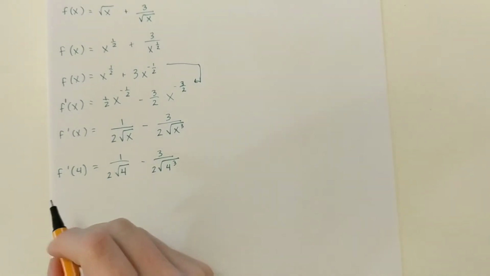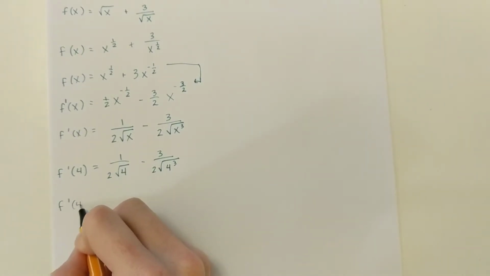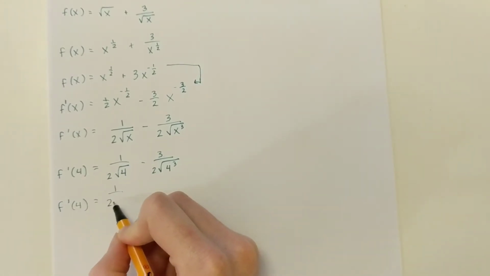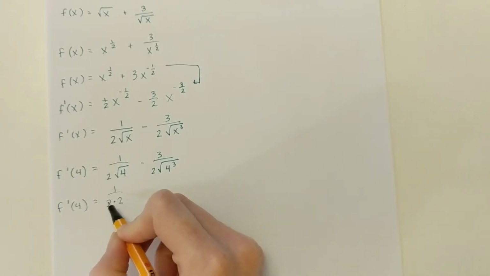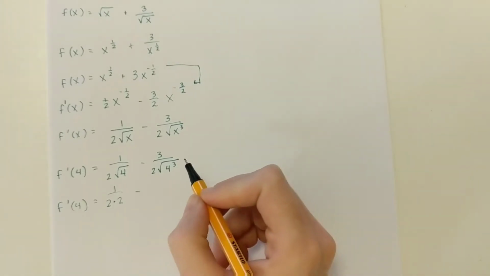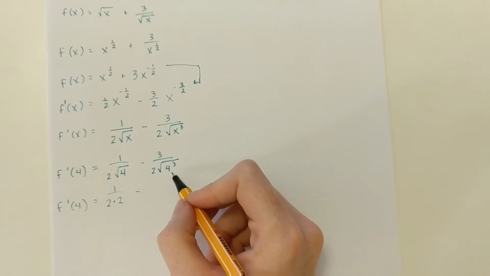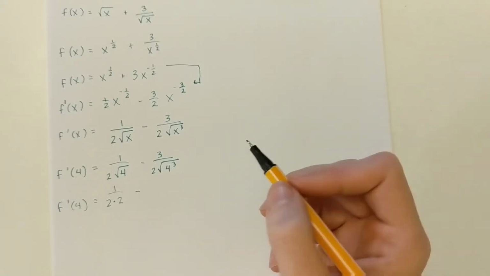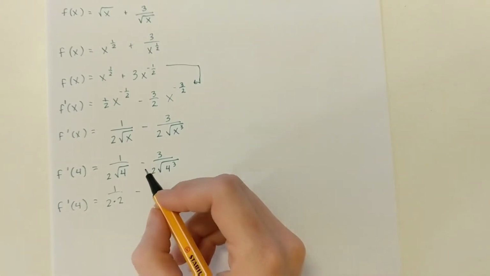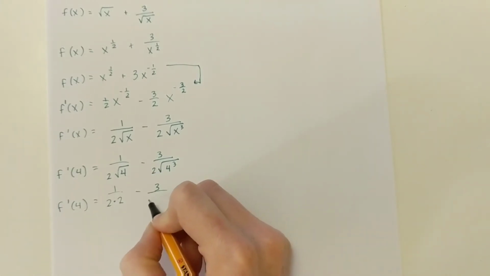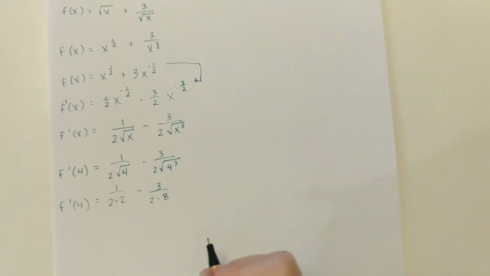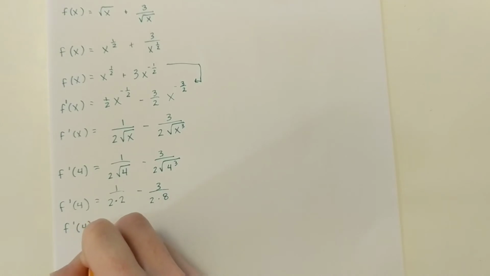All right, so this first part, let's go ahead and start solving. We know the square root of 4 is 2, so we have 1/2, got 2 times 2 right here. And so we want the square root of 4 cubed. We know that 4 cubed is 64, and so we know the square root of 64 is 8. So we have 2 times 8. Now we just got to simplify.